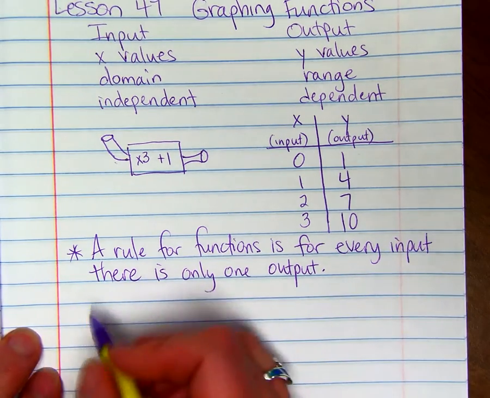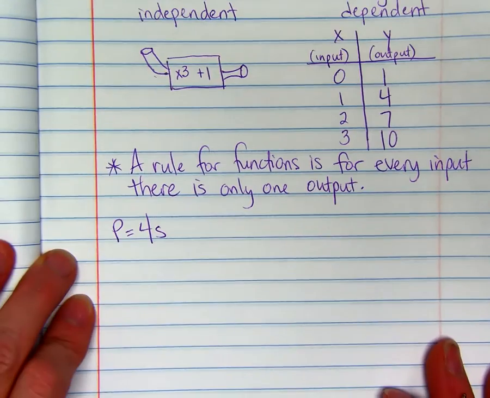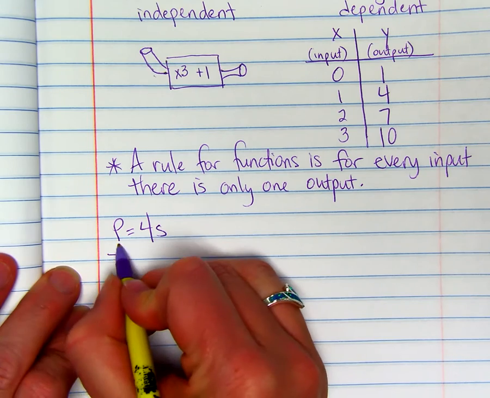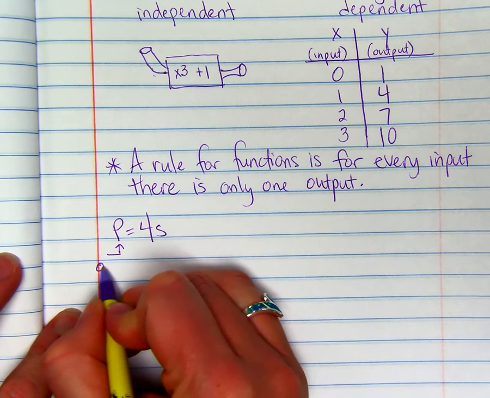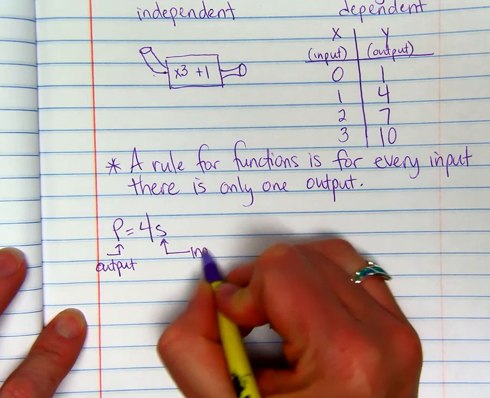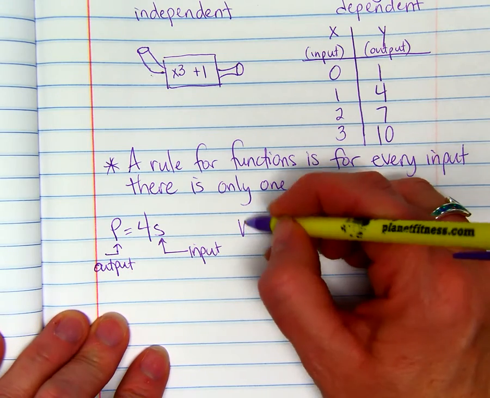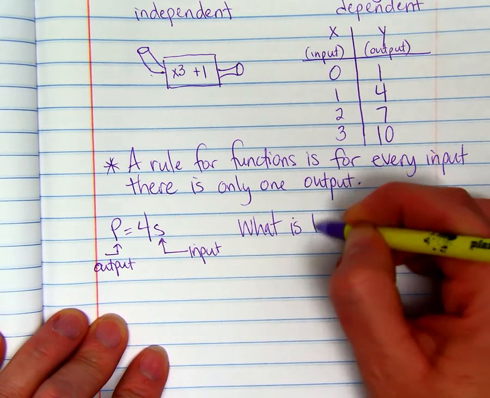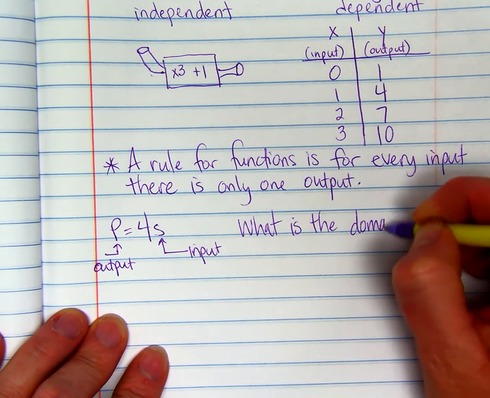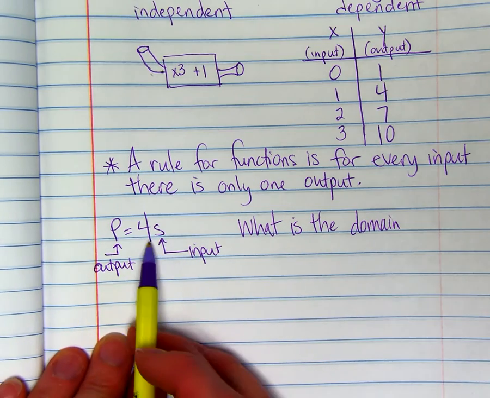So we're going to look at an example, p equals 4s. Now, the p itself is going to be the output, and the variable s will be the input. So you might be asked, what is the domain? That means, what numbers can we put in for the s?